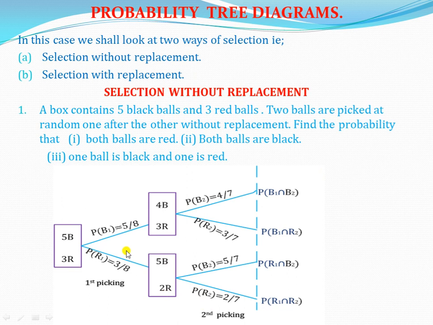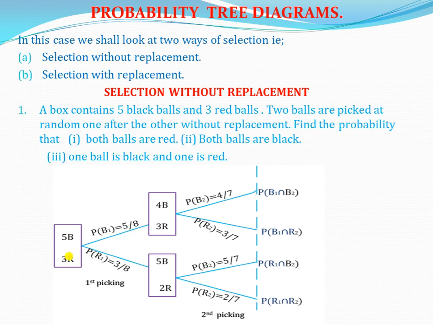But let me elaborate more about the 1st picking. Remember, there are 5 black and 3 red. If you get the sum of the 2 colors, it gives you a total of 8 balls. So in the 1st picking, the probability of getting black, B1, will be 5 out of the total, which is 8. Automatically, the probability of red will be 3 out of 8. Now remember, for probability tree diagrams, when you sum the probabilities of a junction, they should add up to 1. That is something very important that you should not forget.